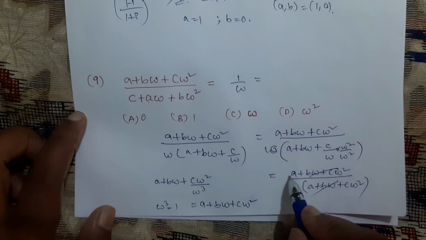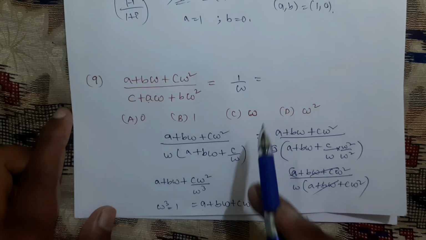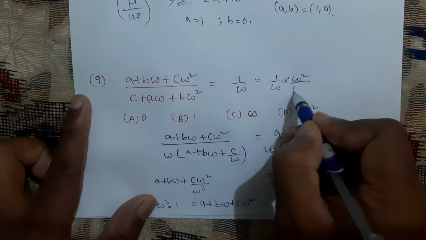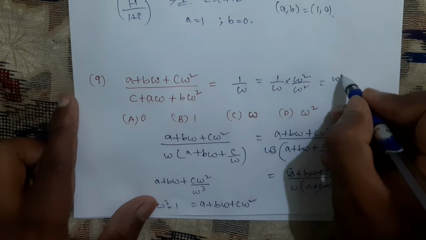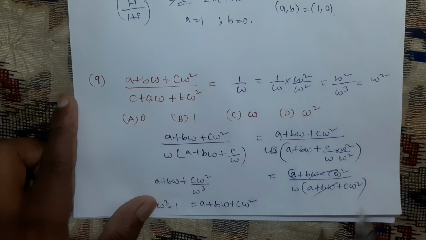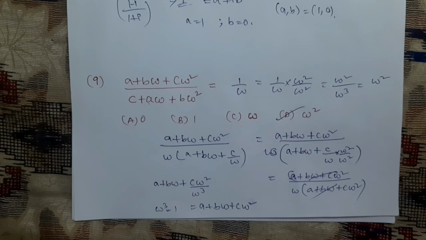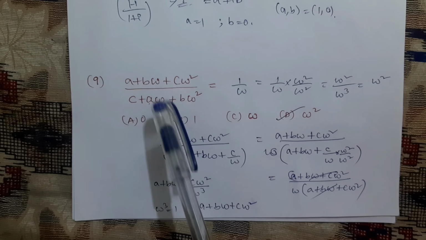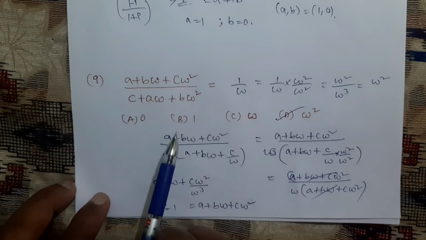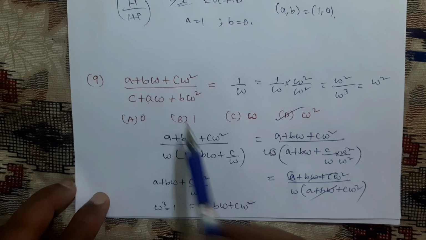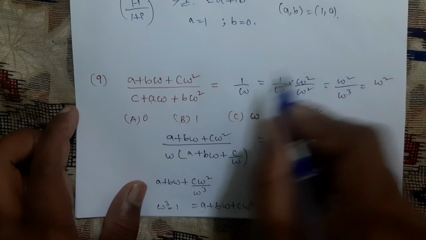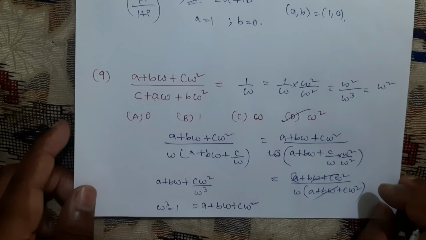Okay, this total will be cancelled, 1 by omega, but that 1 by omega is not there in the options. So again we need to simplify. 1 by omega we can write as omega square by omega into omega square. It will become omega square by omega cube, that value is equal to 1. So the option is omega square. So for these types of problems, instead of simplifying this, we need to take omega common, so that the denominator also will be converted into the numerator. So those two will be cancelled. After that we need to simplify. And remember these properties of cube roots of unity.